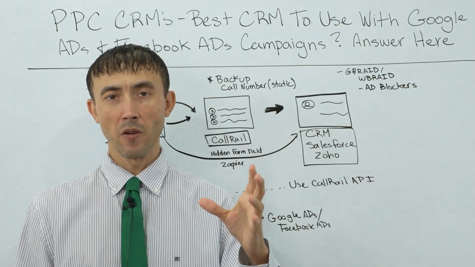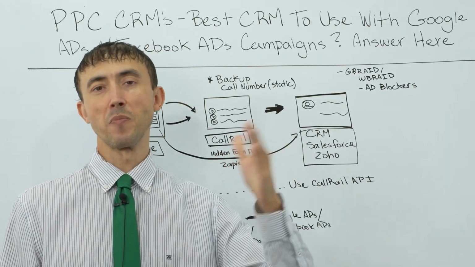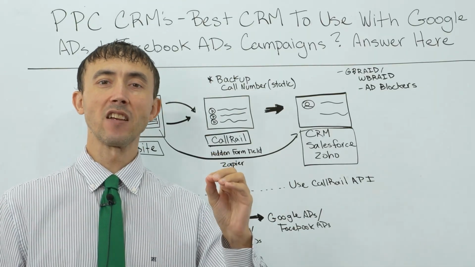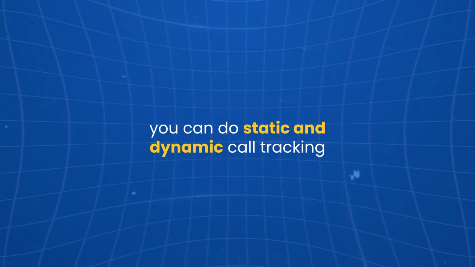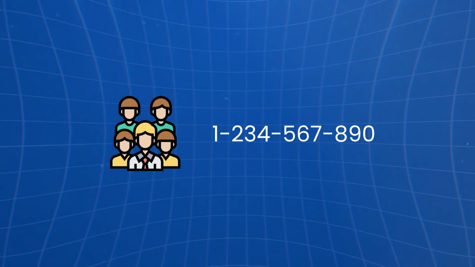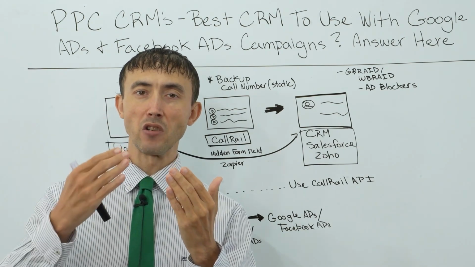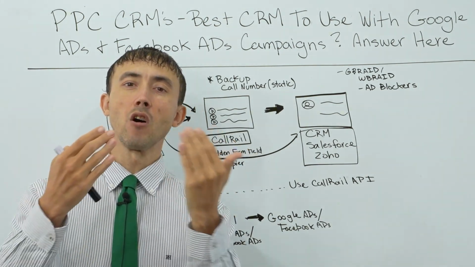In order to bridge the gap here and make sure you're still tracking all your calls, or as best as you can anyway, what we do at our agency is have a static tracking number, because in CallRail you can do static and dynamic call tracking. Dynamic being the one that shows a different number to every person on the site, versus one for everybody. If they're using an ad blocker and it doesn't allow the dynamic number to show up, you've at least got the static number that will show up behind it. You at least get the call tracked.